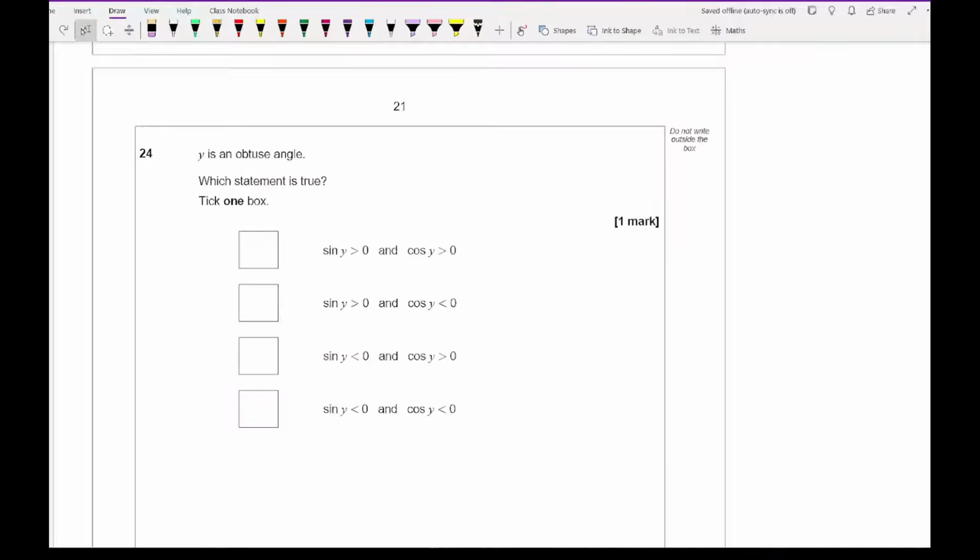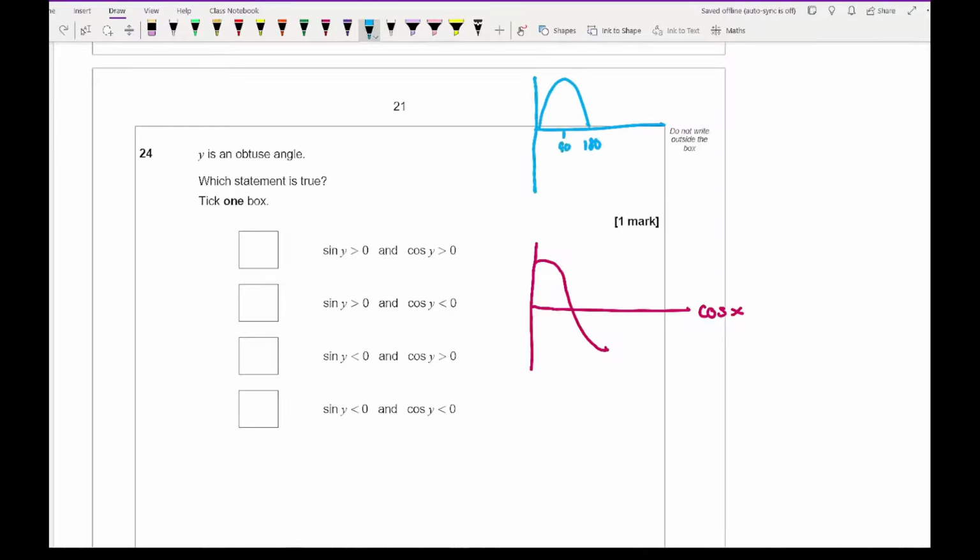Question 24 says y is an obtuse angle. Which statement is true? For this question, what we need to do first is start by drawing the trig graphs for 0 to 180 of both cos and sine. So if I draw the cos graph, there's the cos graph, and the sine graph, which I'll do in a different colour, looks something like this, between 0 and 180.